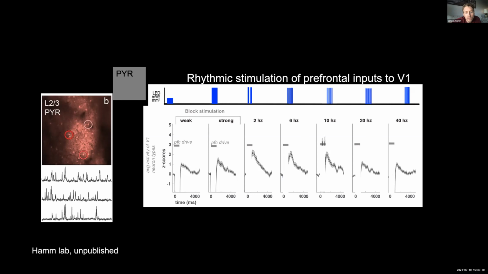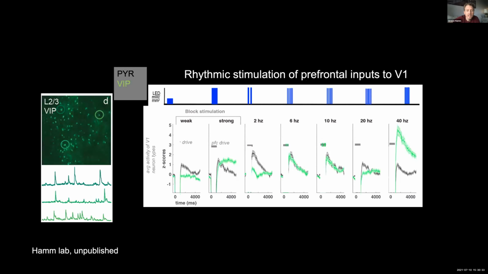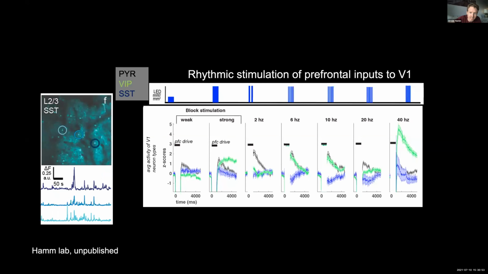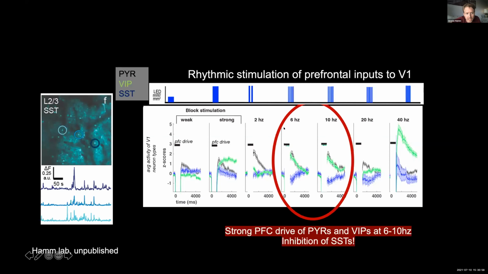Now, when we record VIPs doing the same thing, we actually get not too much response at delta or beta ranges, 2 Hertz or 20 Hertz. We get a decent response in the 6 to 10 Hertz range, and then this very large response when we stimulate in the gamma range. And then when we look at the same thing in SSTs is where it gets really interesting, is that when we stimulate here in the 6 to 10 Hertz range and record SSTs, it actually suppresses SSTs, somatostatin neurons, but stimulates the other 2 subsets.